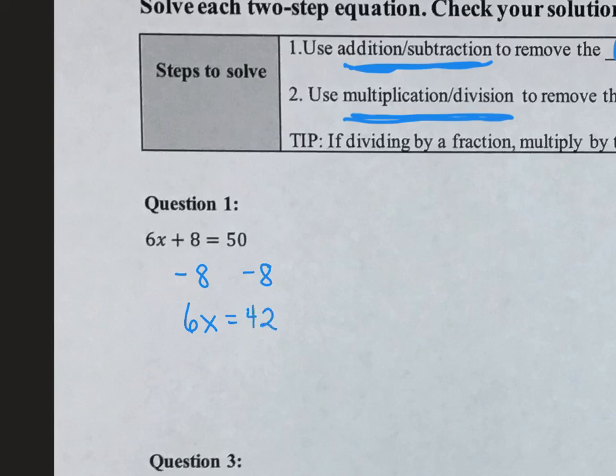Now we take our second step. We use multiplication or division to remove the coefficient. If you reference your notes on page 2, the coefficient is the number in front of the variable. So I'm going to use the inverse operation of multiplication. If I have 6 times x, I'm going to divide, because the inverse operation of multiplication is division. So divide by 6. What I do to one side of an equation, I have to do to the other side to balance. Now I'm left with x equals 42 divided by 6, which is 7. And that is your answer. If you need to stop, rewind, and go over this again, please do so. Otherwise, we will move on to the next problem.